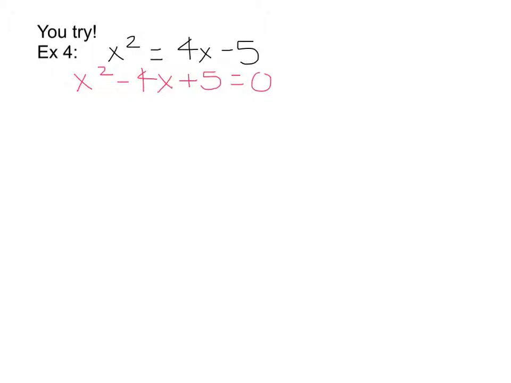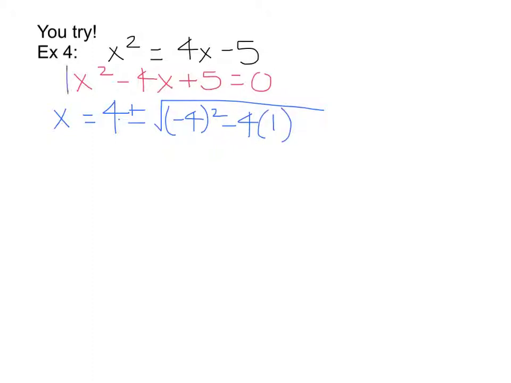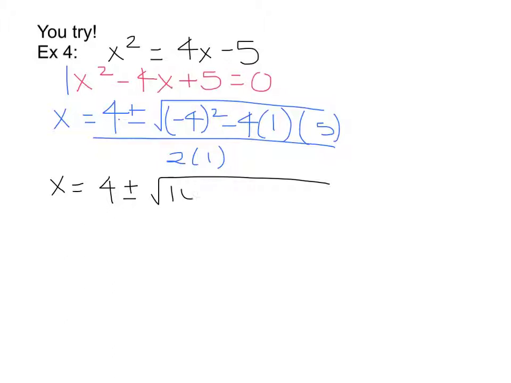Again, I would use the quadratic formula because we have x squared and we have x. So negative b, negative negative 4, makes it positive 4, plus or minus the square root of b squared, so negative 4 squared, minus 4 times a, which has that invisible 1 in front of it, times c, which is 5. Everything is being divided by 2 times a. Continue simplifying. x equals 4 plus or minus the square root of negative 4 squared, which gives me 16, and then negative 4 times 1 times 5 gives me minus 20, and then 2 times 1 gives me 2.